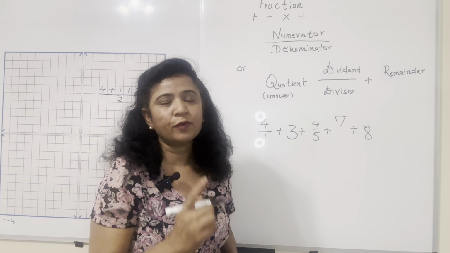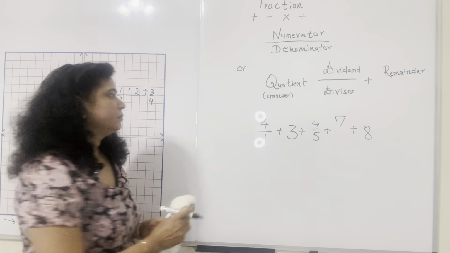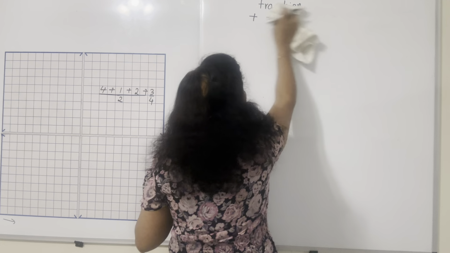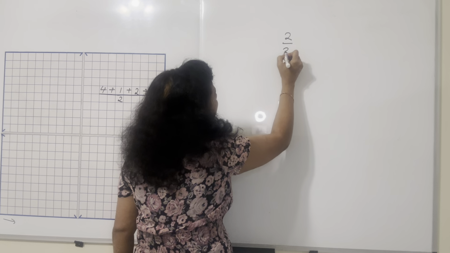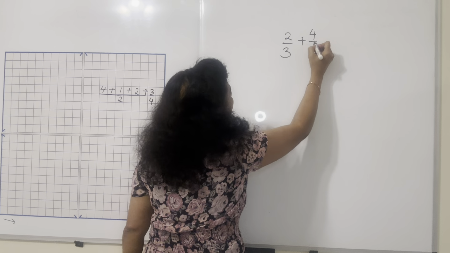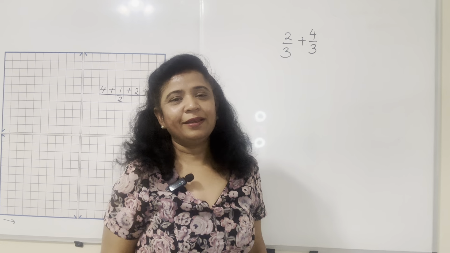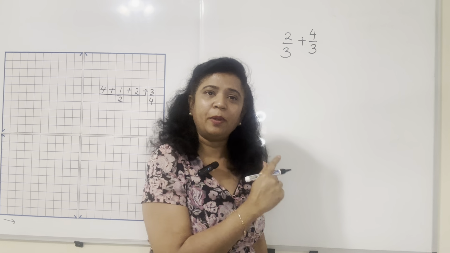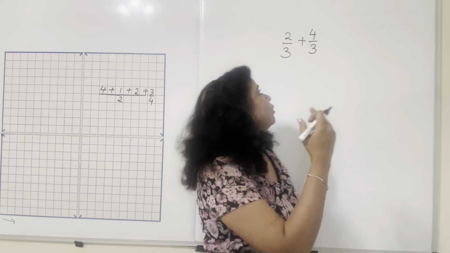So let's start with the first thing, that is called addition. So we have 2 over 3 plus 4 over 3. I'm starting with the very basic, okay? We'll move forward with different kinds of questions, but this is very basic. 2 over 3 plus 4 over 3.